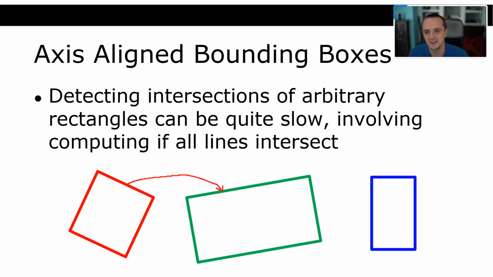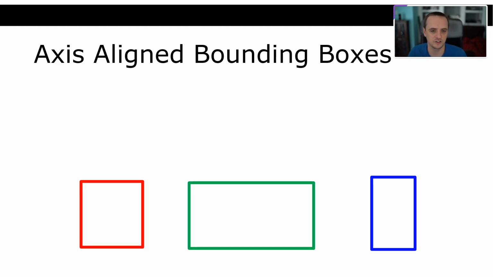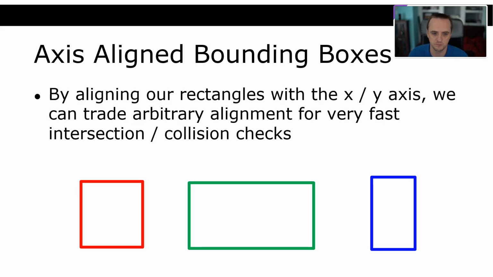But it turns out that even though it may seem more complex at first, it's actually easier to detect whether or not two bounding boxes that are axis aligned intersect than it is to tell whether or not two line segments intersect. So we'll talk about line segment intersection later, and then we can do arbitrary orientation rectangle intersection. But before that, in this lecture we're just going to talk about axis aligned bounding boxes. By aligning our rectangles with the X and Y axis, we can trade the precision of arbitrary alignment checks for very fast intersection and collision tests.